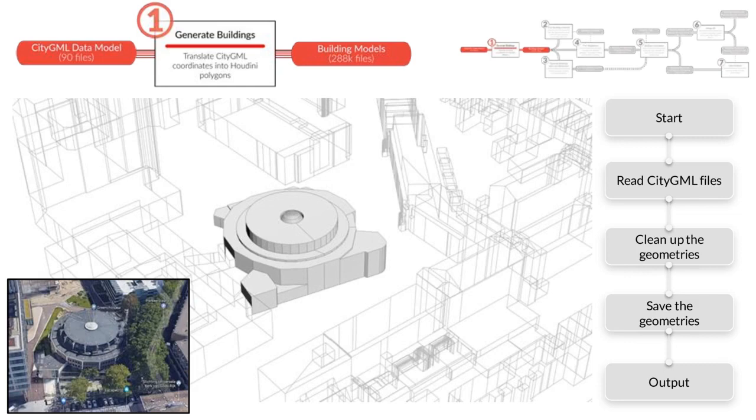In step 1, the model encoded in the CityGML files was imported into Houdini and saved in the native BGEO format. Polygons that are below 10 square meters are considered too small, and are tagged. Other invalid geometries are also fixed while importing.